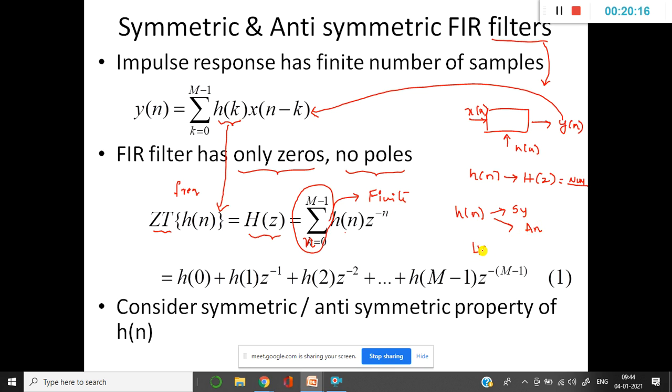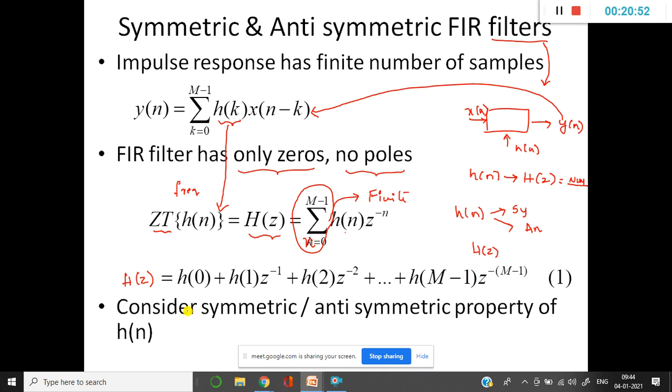In both the cases, how h of z is going to be described. So now we need to derive h of z when the impulse response h of n is symmetric in nature and when it is antisymmetric in nature. Once again I am trying to stress this particular point. Kindly concentrate here. Now the next step is to obtain h of z.